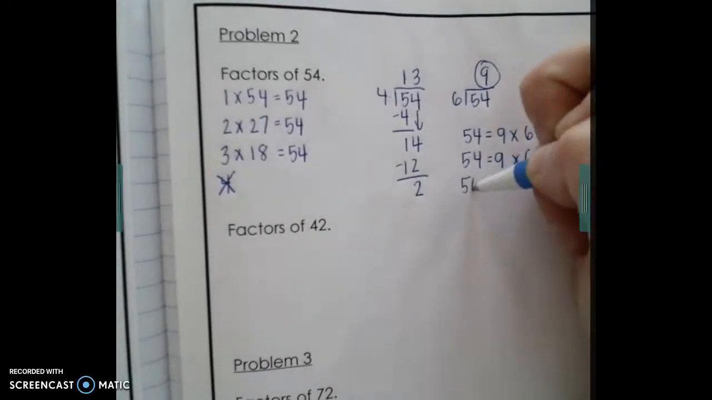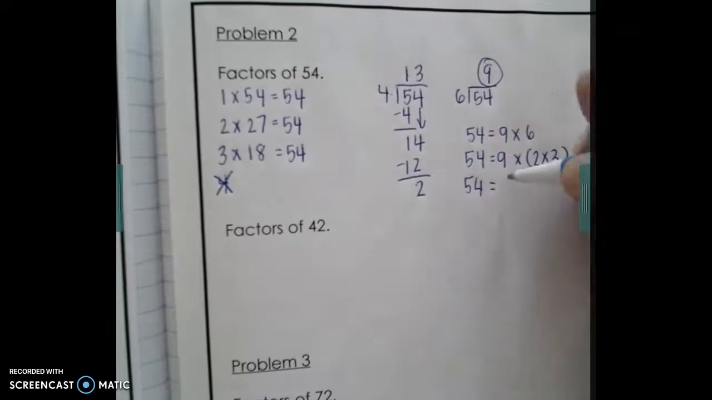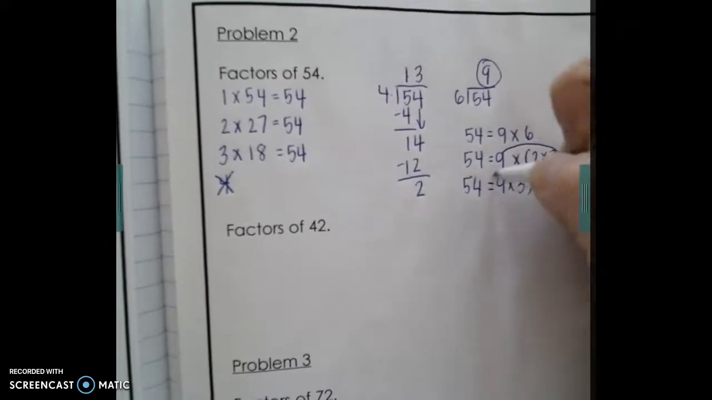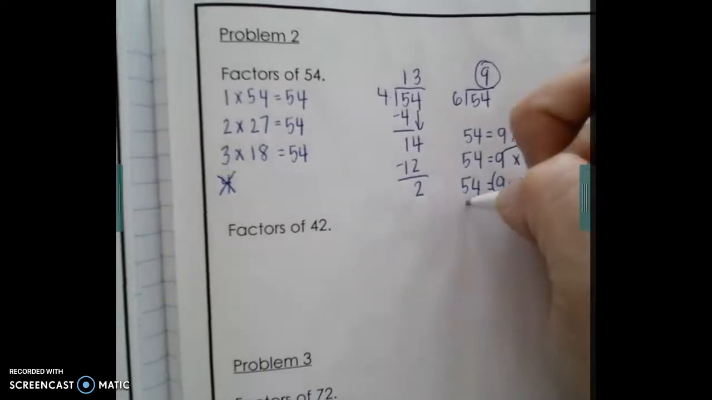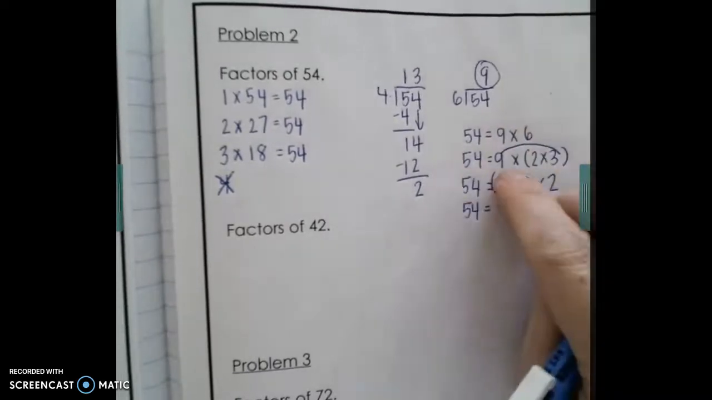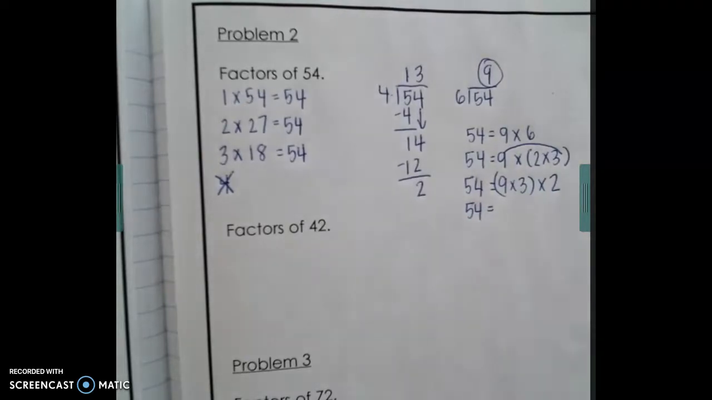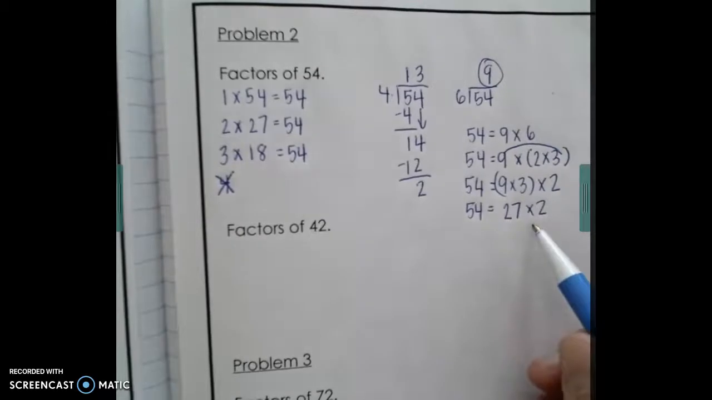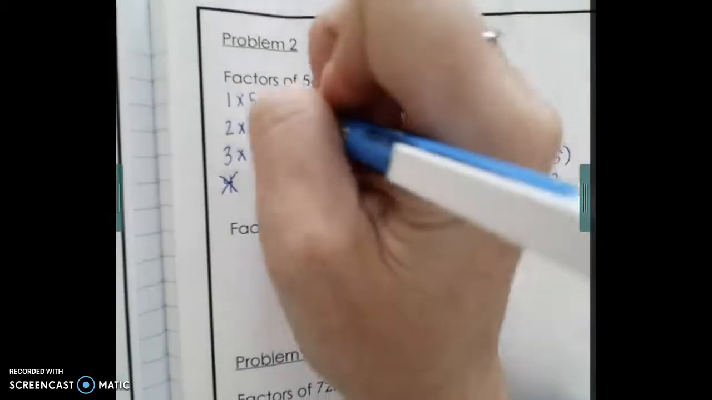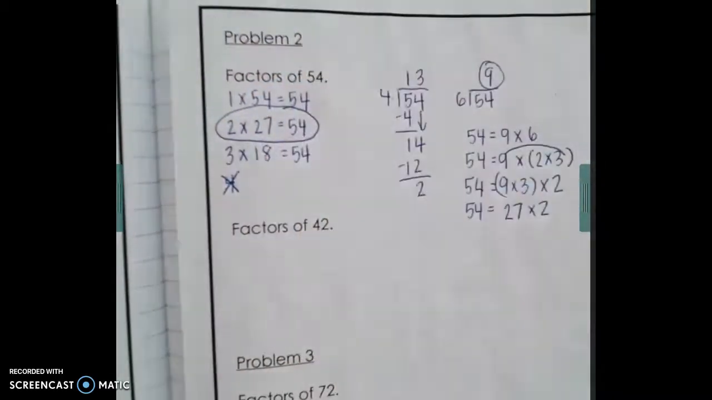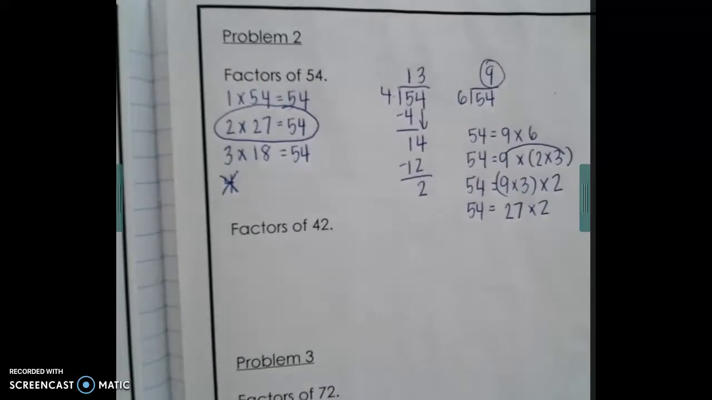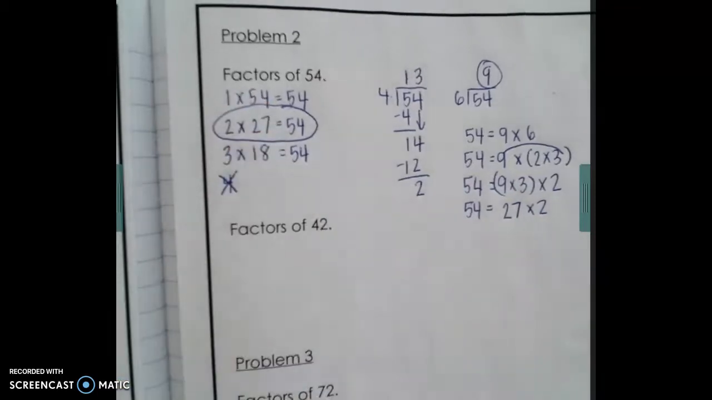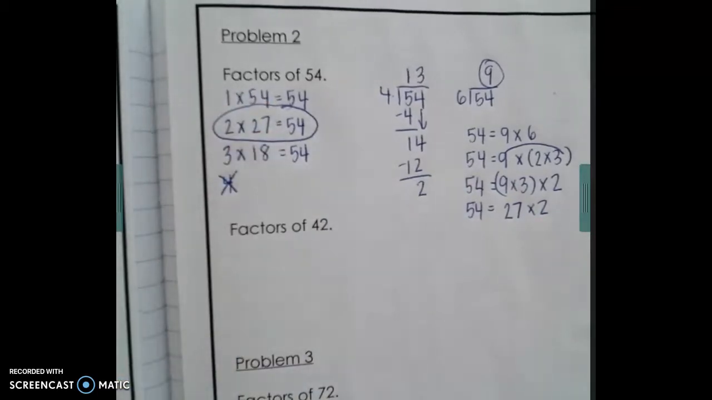Using the associative property, I'm going to take my 9 and multiply it by my 3 to start. So if I do that, 9 times 3, what's 9 times 3? It equals 27 times 2. And if we look all the way over here, that's the fact that we got when we cut it in half. Right? So that's one way we can use the associative property to break it down and see what other factors we have in a number.